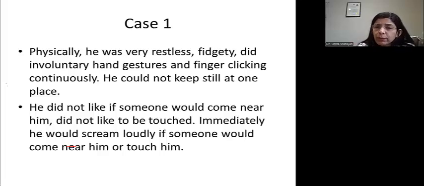He did not like it if somebody would come near him. This was also one of the features his mom shared, that he doesn't like when somebody comes near him or touches him. Immediately he would scream loudly if somebody came near him or touched him. He doesn't like that.